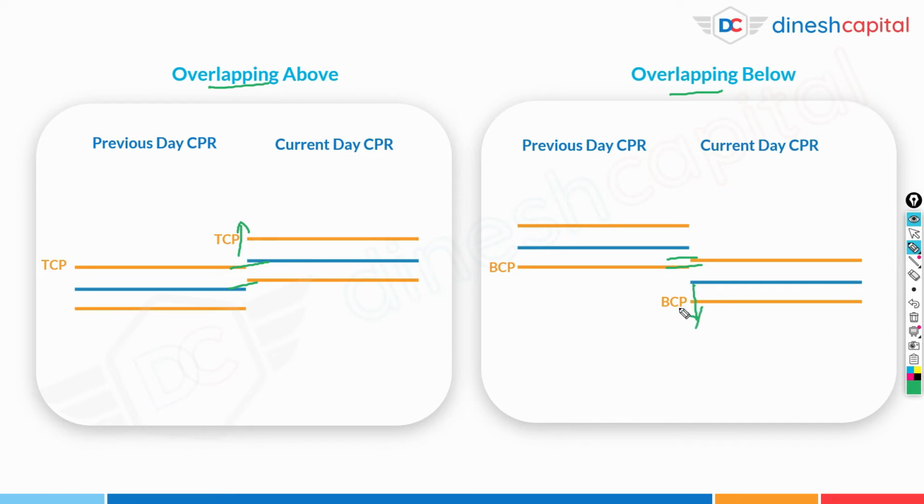The bottom central pivot of the current day is lower than the previous day bottom central pivot, but the top central pivot is higher than previous day bottom central pivot. In this situation, we have a slightly bearish sentiment, but the sentiment is not strong enough.